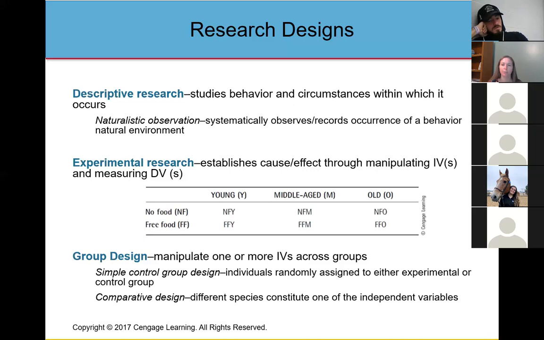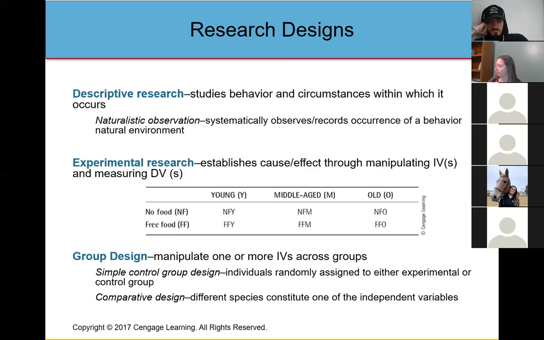We can also talk about comparative designs. This is where we're comparing across species. So do dogs behave differently than cats, behave differently than birds, behave differently than people? In that Thorndike paper that we read, he looked at multiple animals. What animals did he look at? You guys tell me.